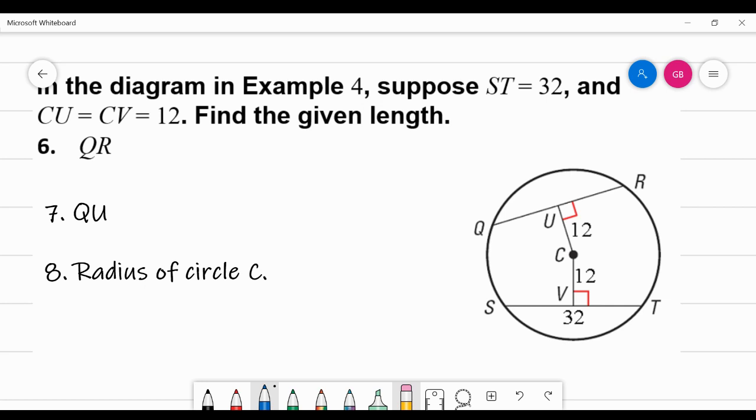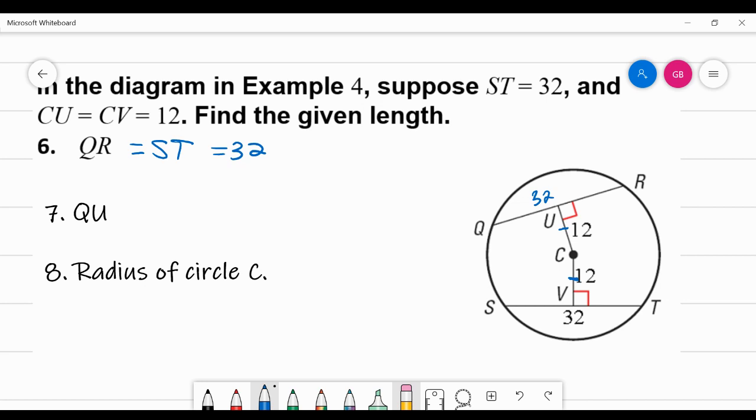In the diagram in example 4, suppose ST is equal to 32 and CU is equal to CV is equal to 12. Find the given length. Okay, so here we have two chords, QR and ST, and notice that they're equidistant to the center because they're 12 units away. So automatically QR is equal to ST, which is 32. So this is 32 automatically.